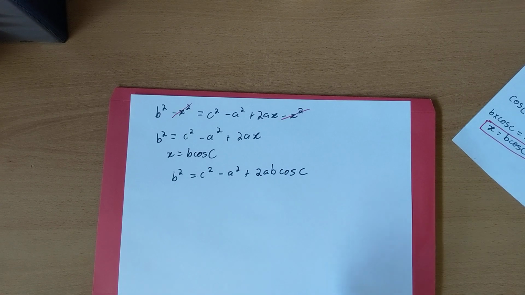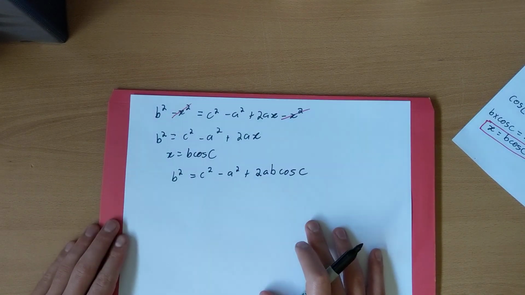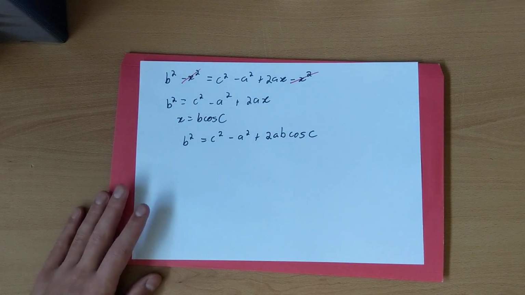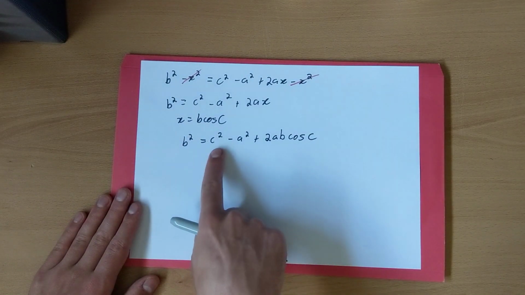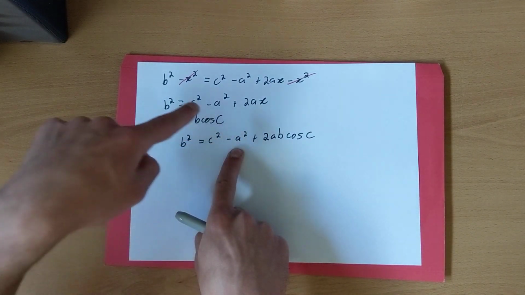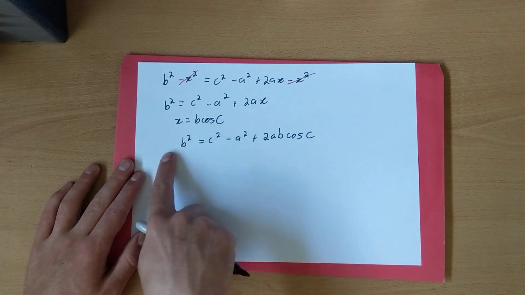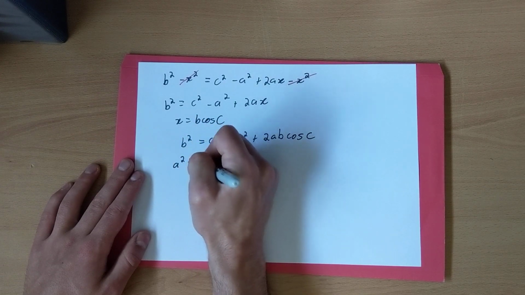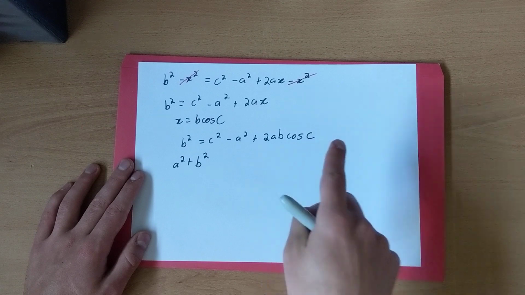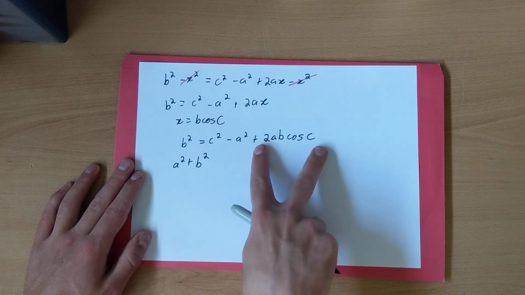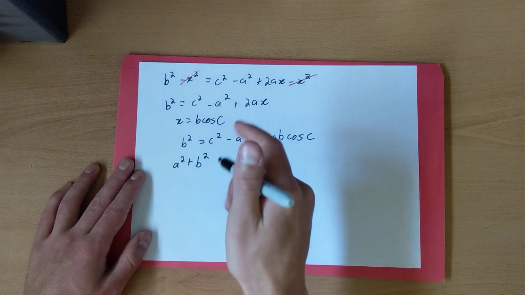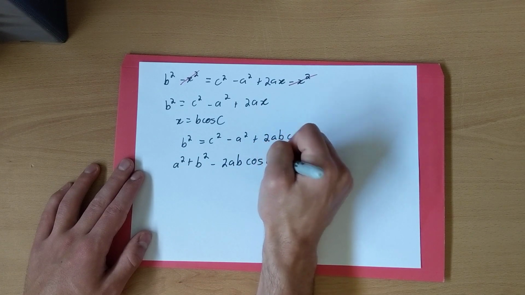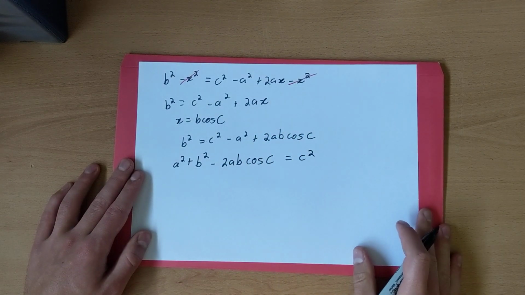Now, just to make it easier with the positives and negatives, and so that it's in an easier form to remember and to use, and this is now getting to the form that this formula is written in on your data sheet, we're going to try and get everything away from that c squared. So let's add a squared to both sides. We're going to move that over to the other side by adding a squared to both sides. We get that a squared plus b squared would equal this. And then we're going to minus this from both sides. So we're going to take this whole thing over to the other side by minusing it from both sides. So that becomes minus 2ab cos C, and that whole thing equals c squared.